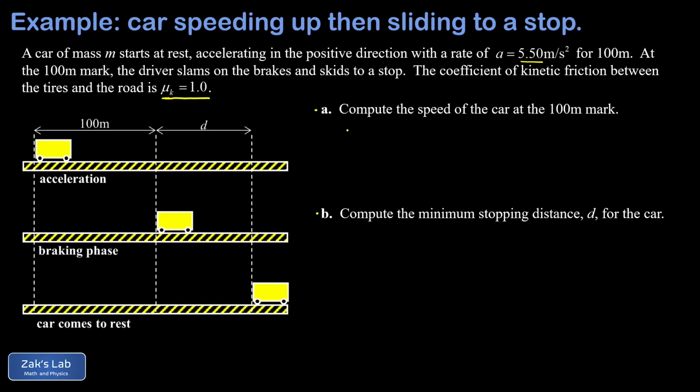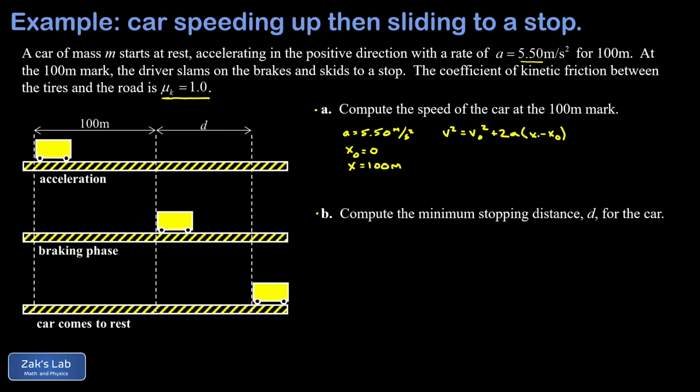So for part A, during the acceleration process, we have a known value of the acceleration. That's 5.50 meters per second squared. And we know the displacement. We can assume the initial position is 0 and then say the final position is 100 meters. And we're interested in the speed of the car at the end of this process. Well, there's a time-independent kinematics equation that makes this as simple as possible. And that's v squared equals v naught squared plus 2a times the quantity x minus x naught.